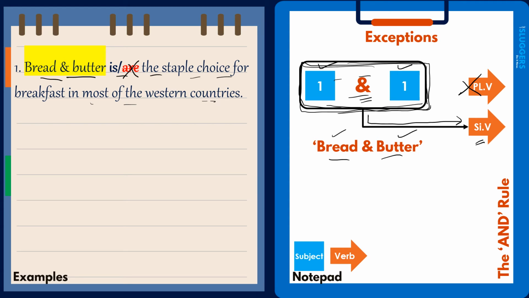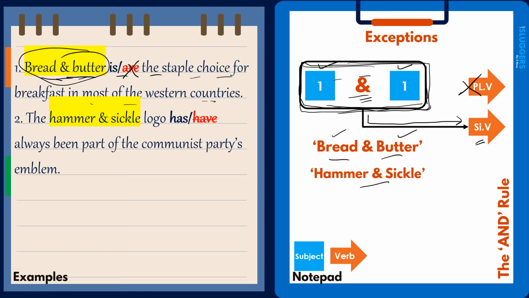Because ये आपके दो singular subjects मिलके plural बन रहा है ऐसा नहीं है. It's basically just one singular subject. There are other examples as well. Hammer and sickle हो गया. The hammer and sickle logo has always been part of the Communist Party's emblem, right?